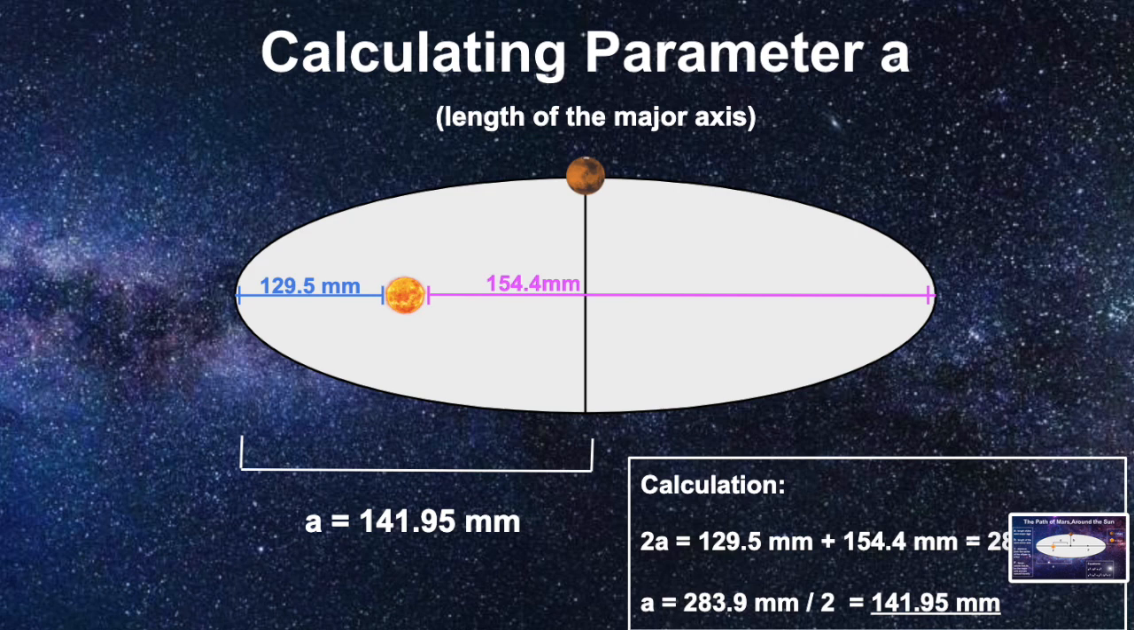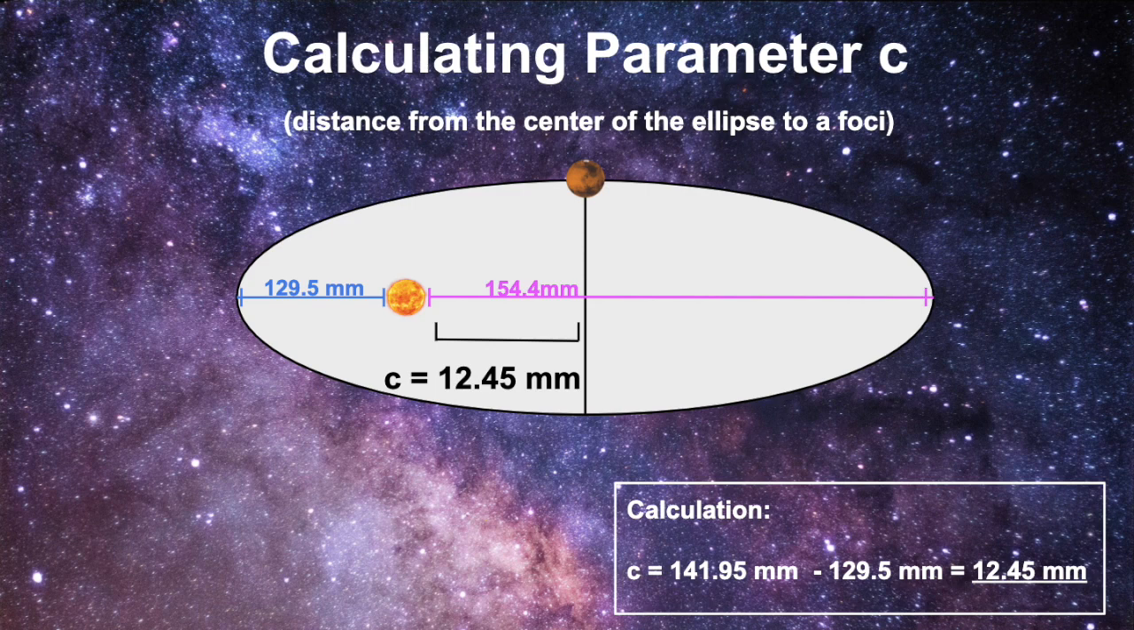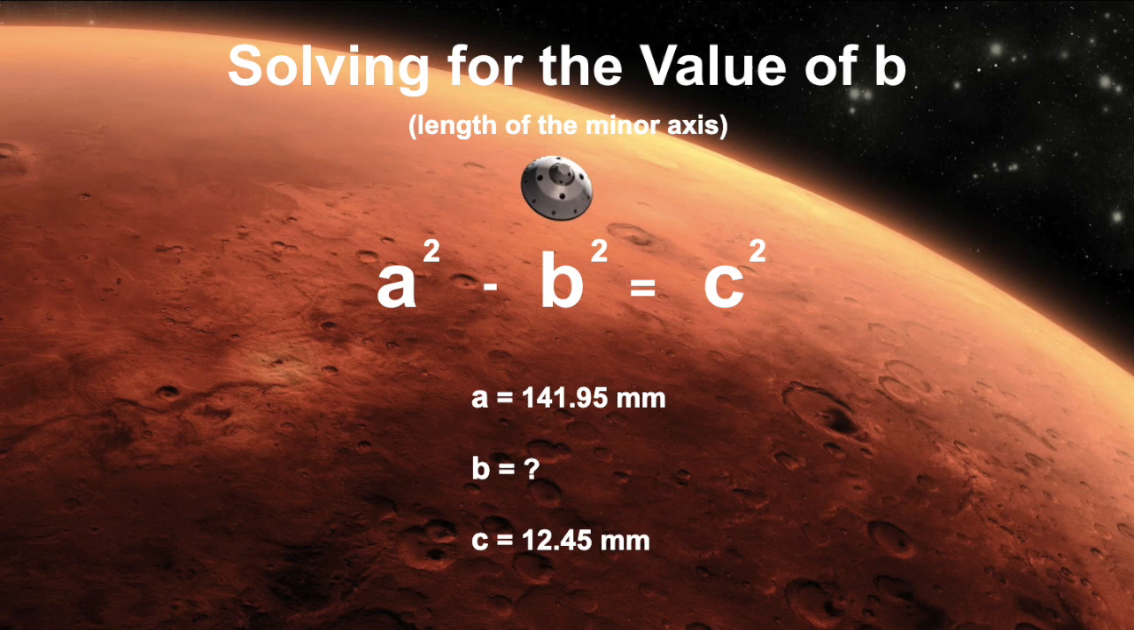129.5 million miles plus 154.4 million miles is equal to 283.9 million miles, which means that the diameter is 283.9 million miles, and half of that, the semi-major axis, or A, is 141.95 million miles. The next parameter that we can calculate with the given values is C. To do this, we can subtract 129.5 million miles from A, which is 141.95 million miles. C, the distance from the center of the ellipse to the foci, which in this case is the Sun, is 12.45 million miles.